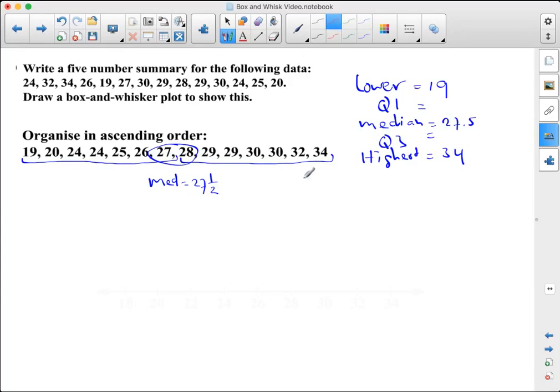The lower quartile, Q1, only looks at the lower half of your data, so only at this bit here. I've got 7 values there. The middle value is this one here. See, 1, 2, 3, the middle one, 1, 2, 3. So Q1 is 24. Q3 is that 30 there. 1, 2, 3, Q3, 1, 2, 3.